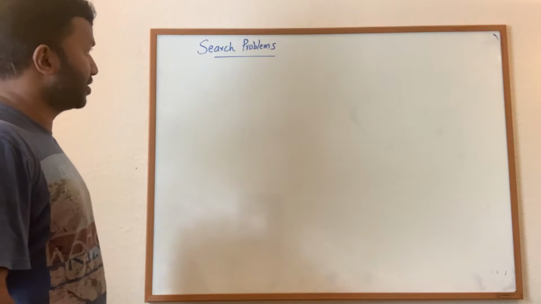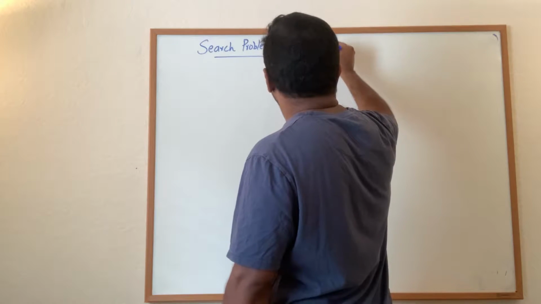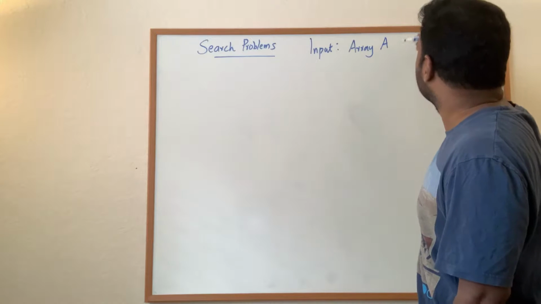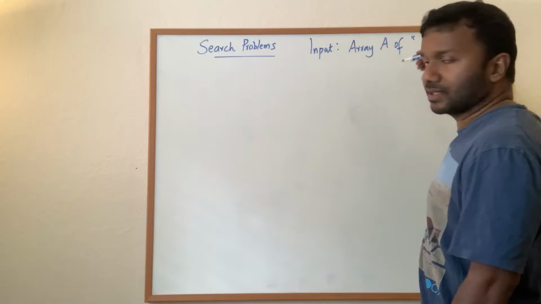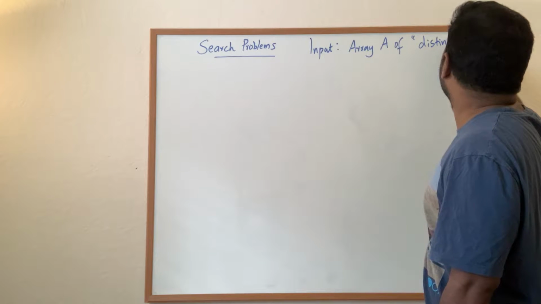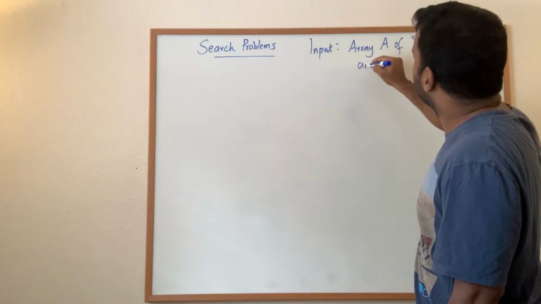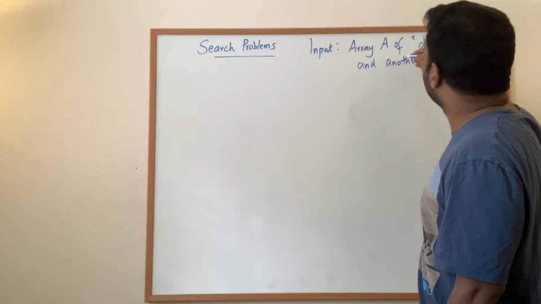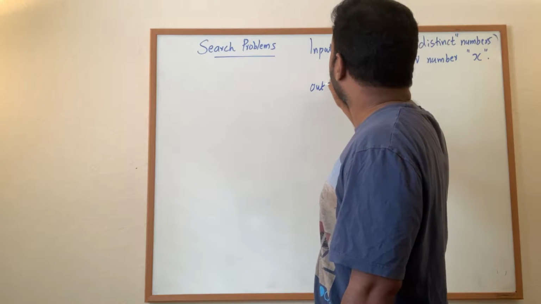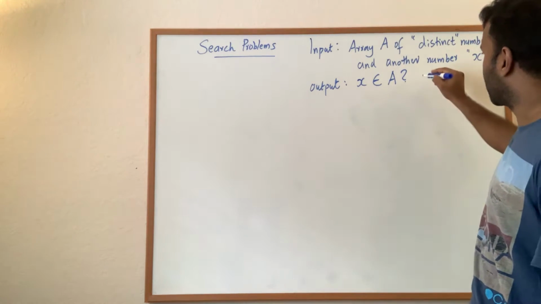What we're going to see is a bunch of search problems. So the input is going to be an array, always. Input is going to be an array A of distinct numbers, just for the sake of simplicity, and another number, let's say x. And as output, we want to know whether x belongs to A or not. So basically it's a yes or no question.